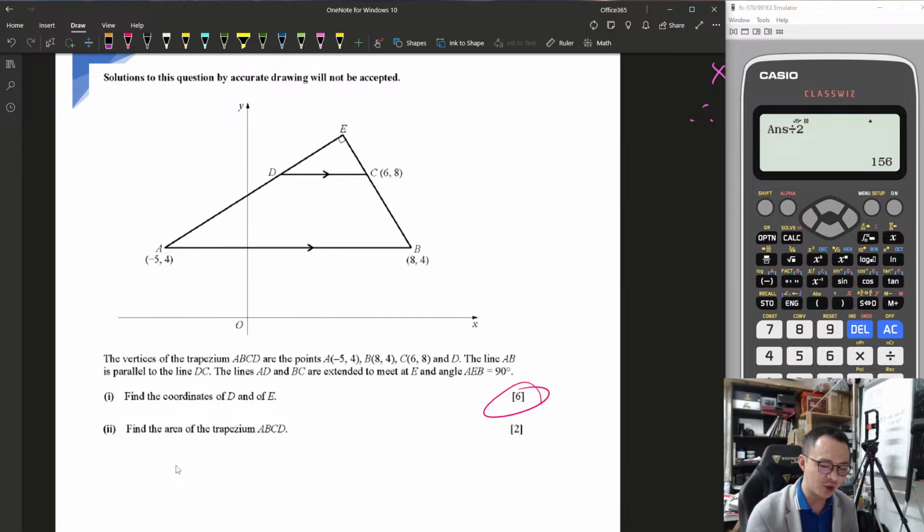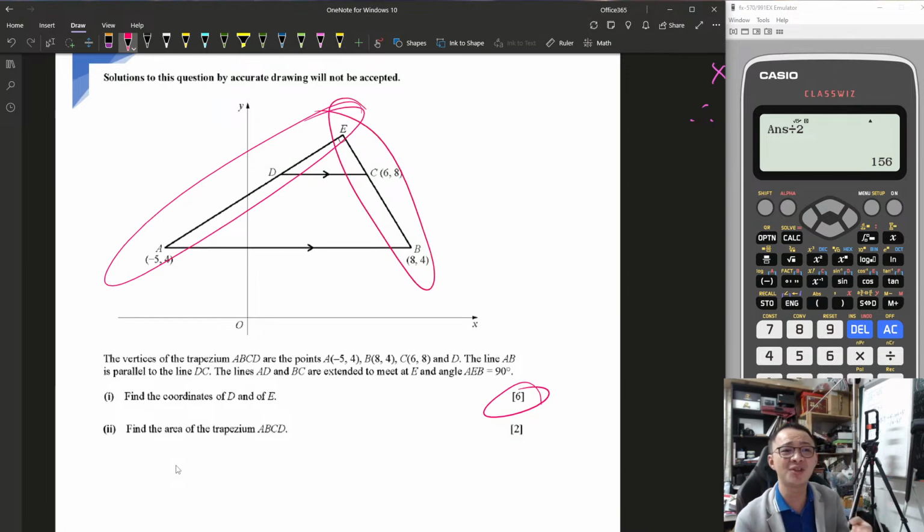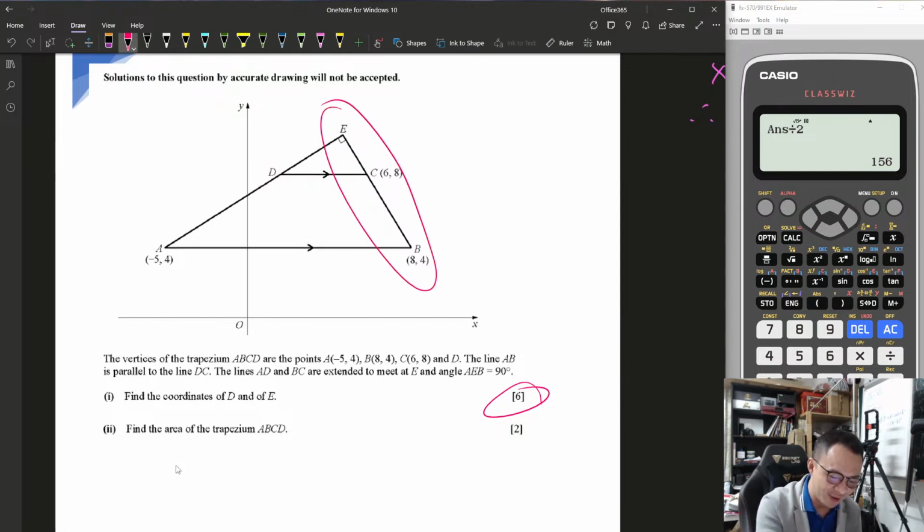If I want to find the coordinate of E, I want to make sure I have the equation of AE, which I will find later, and another equation, BE. If I have these two equations, I do the simultaneous equations and I can get the coordinate of E. Do you see that? Because equation AE and equation BE both intersect at E, isn't it? If you get the general idea, right now I want to find the equation of this one first.